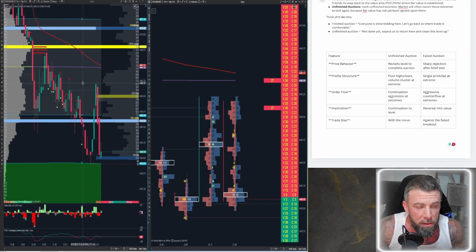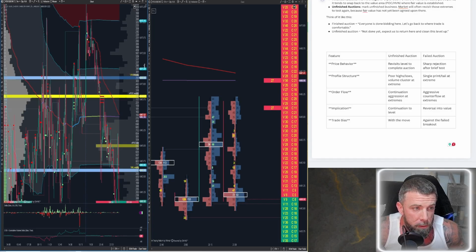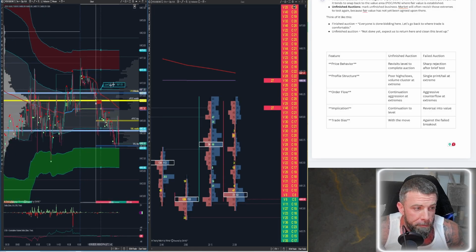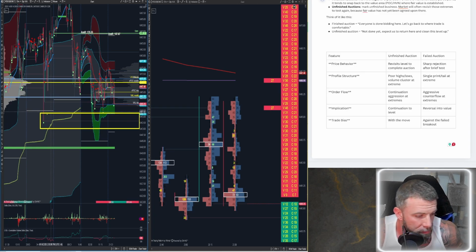We can see, let's go all the way to the left side. Go back a little bit. This red line here, it's a little hard to see, has been in there since August 12th. And we came and took out all these red lines that you see here. One there, one there, one there, one there. All those unfinished auctions had a chance to finish the auction.